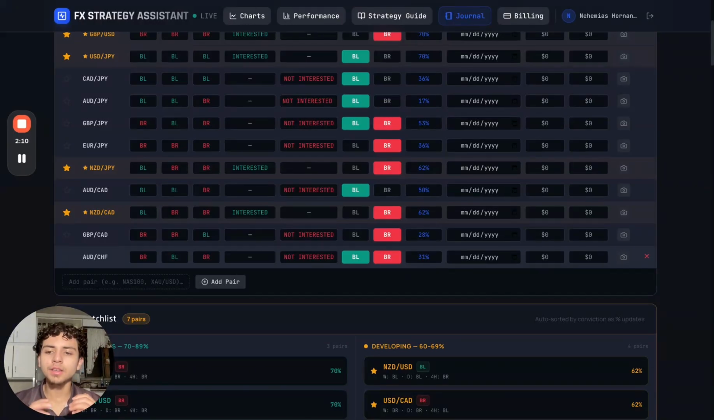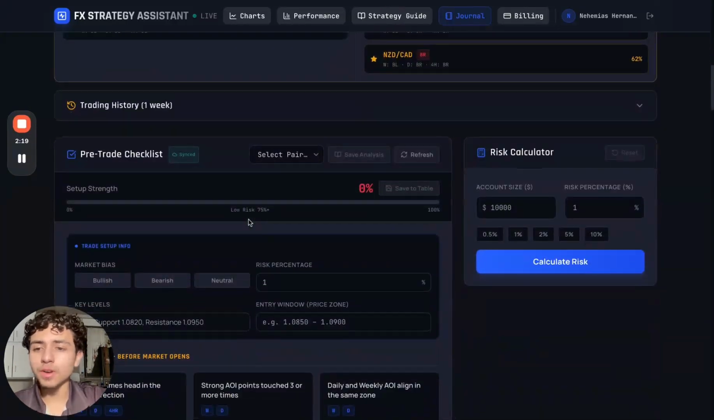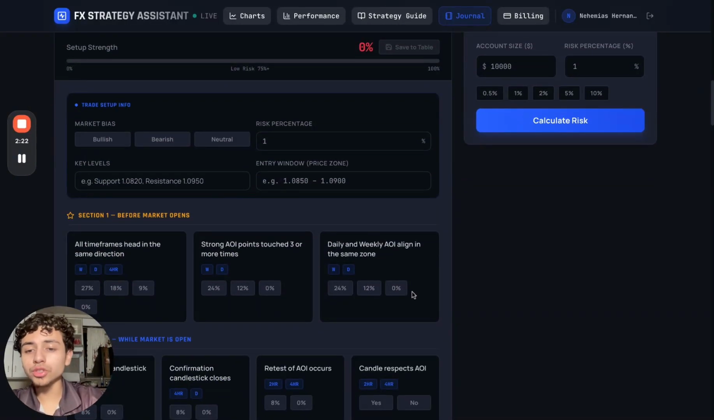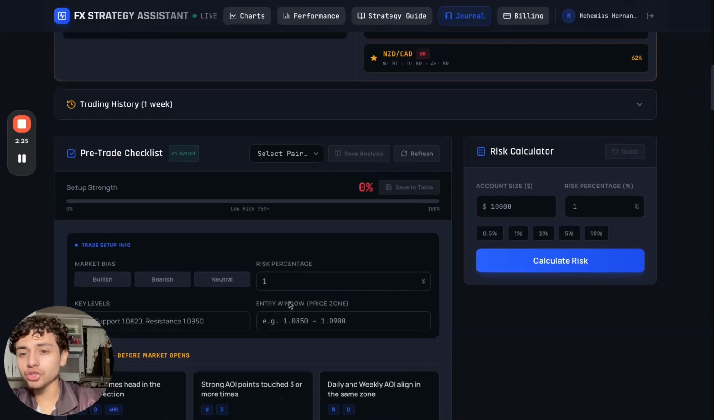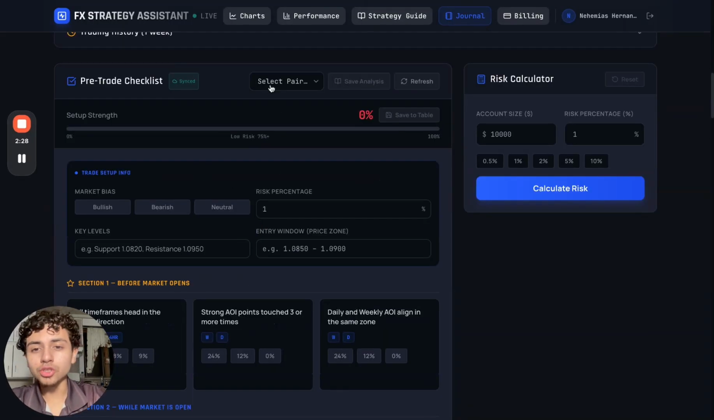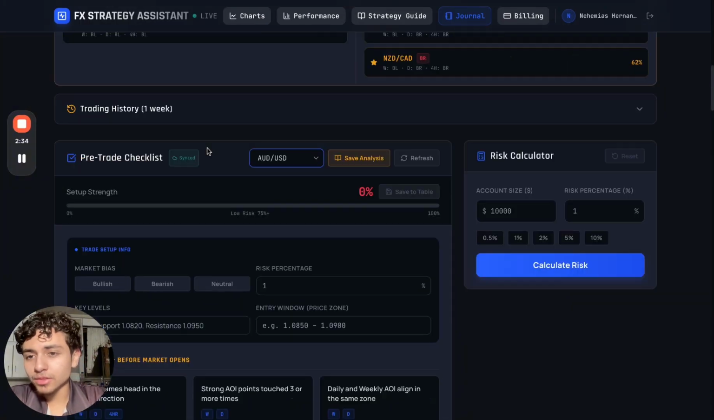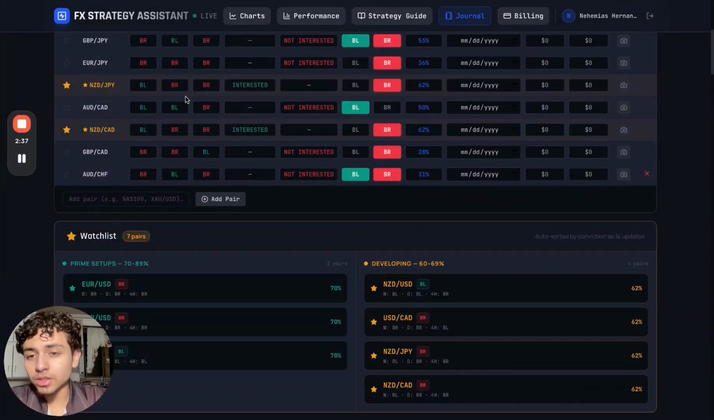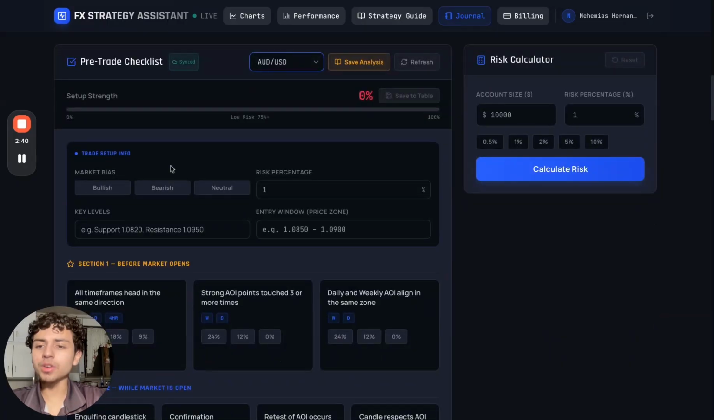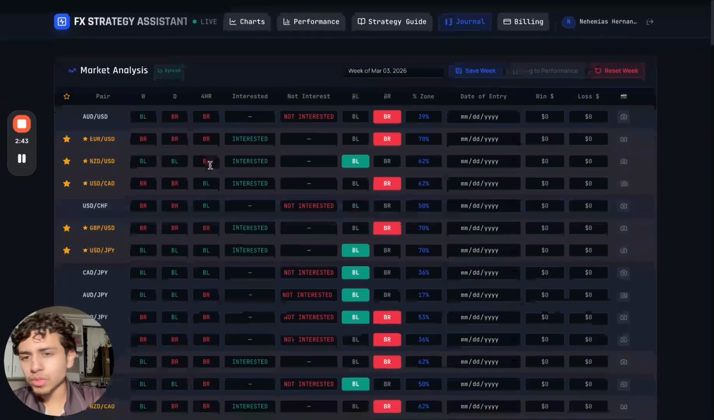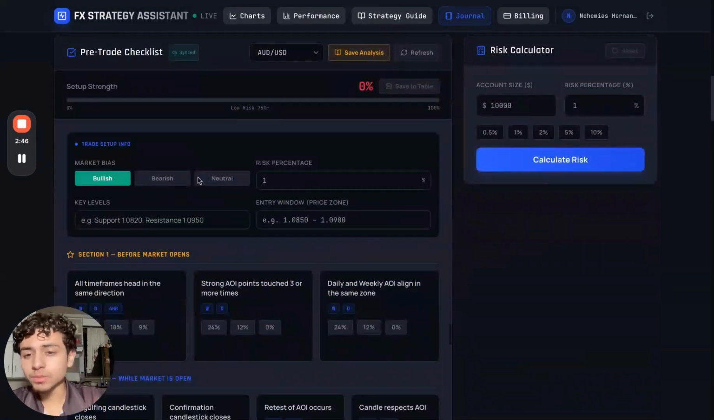I try to find first if it's bullish or bearish on the weekly, the daily, and the 4 hour. Once that happens, I want to try to find three important things in my pre-trade checklist. So I usually select the pair, let's say it's AUD/USD, and then based on what I analyze here on the weekly, daily, and 4 hour, I'm like, okay, so this market is bullish. Now, what is AUD/USD? It's bearish. Okay, so this market is bearish.